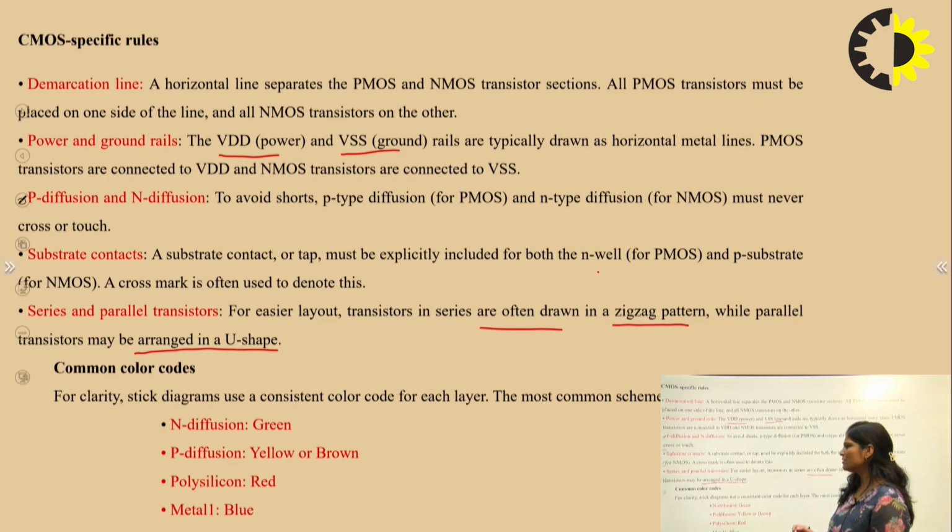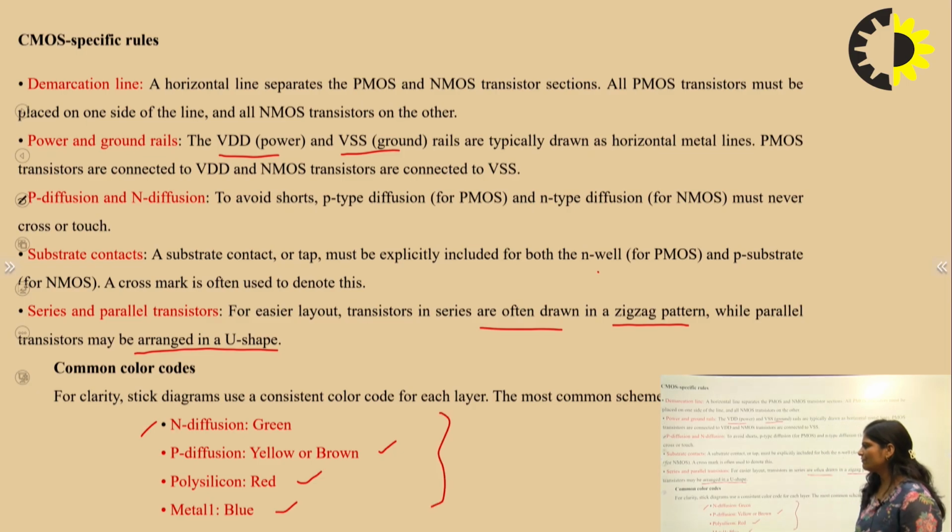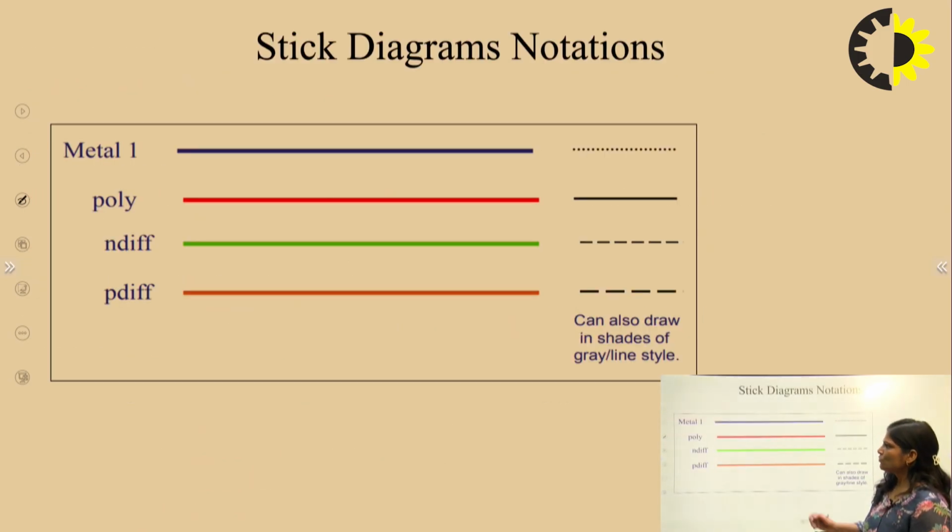Now common color codes. For an N diffusion, we use the green color. For P diffusion, we use the yellow or brown color. Polysilicon is represented by red color and metal lines are represented by blue color. These are the colors we have to use when drawing a stick diagram of a CMOS inverter, CMOS NAND or CMOS NOR. So we have to use this color coding while implementing stick diagrams of any design. We can see the metal line is represented by blue color like this, the polysilicon line as a straight red line, and N diffusion is green, while P diffusion is yellow or brown.